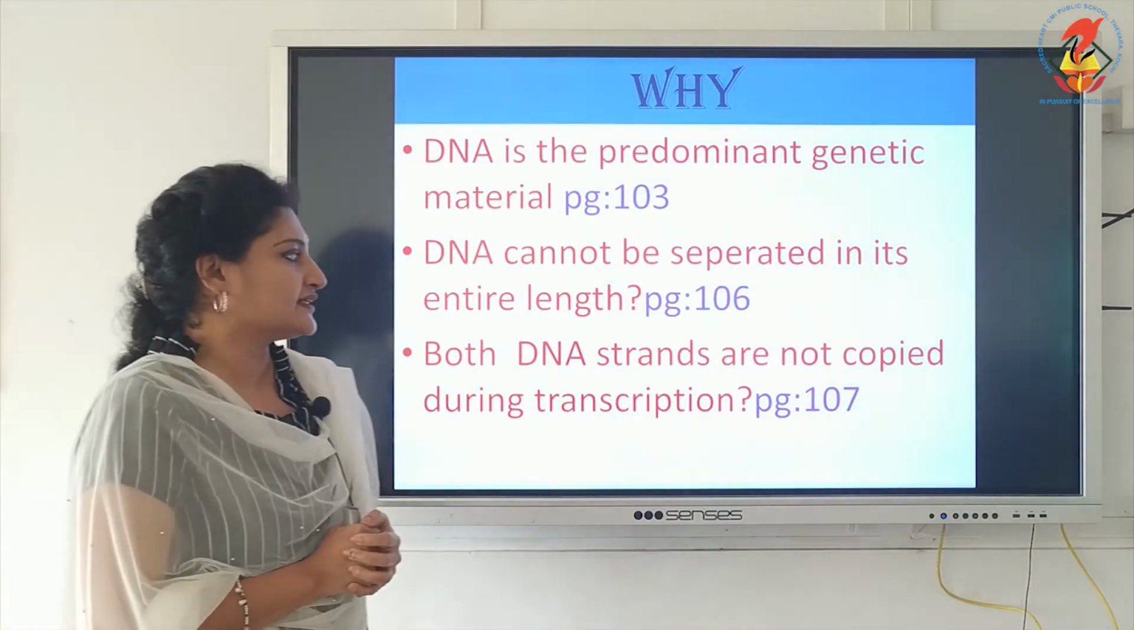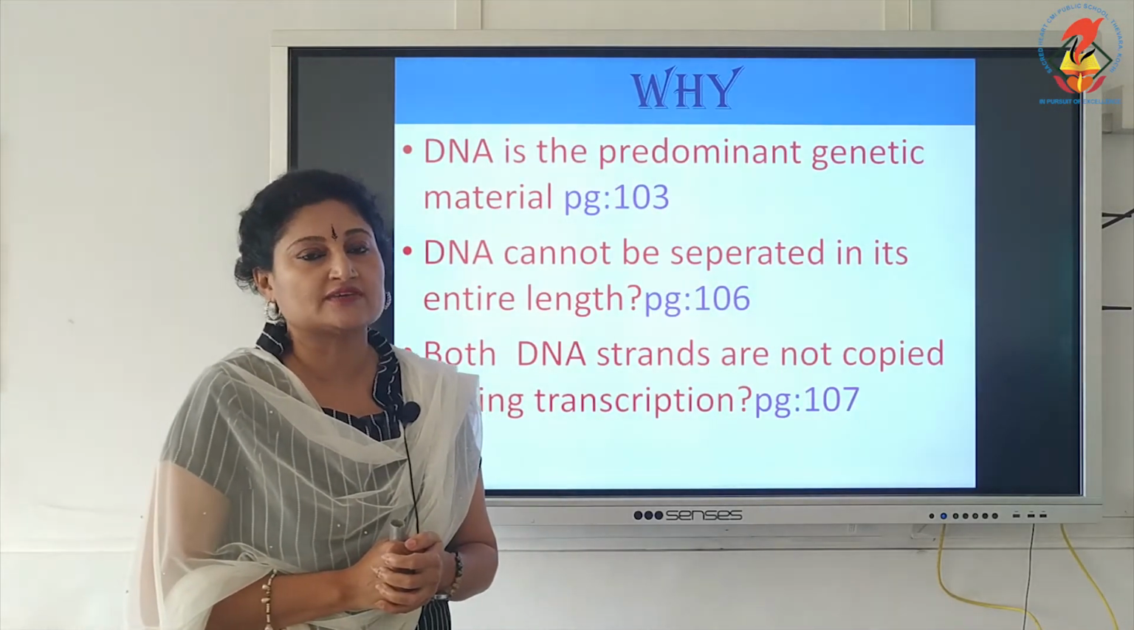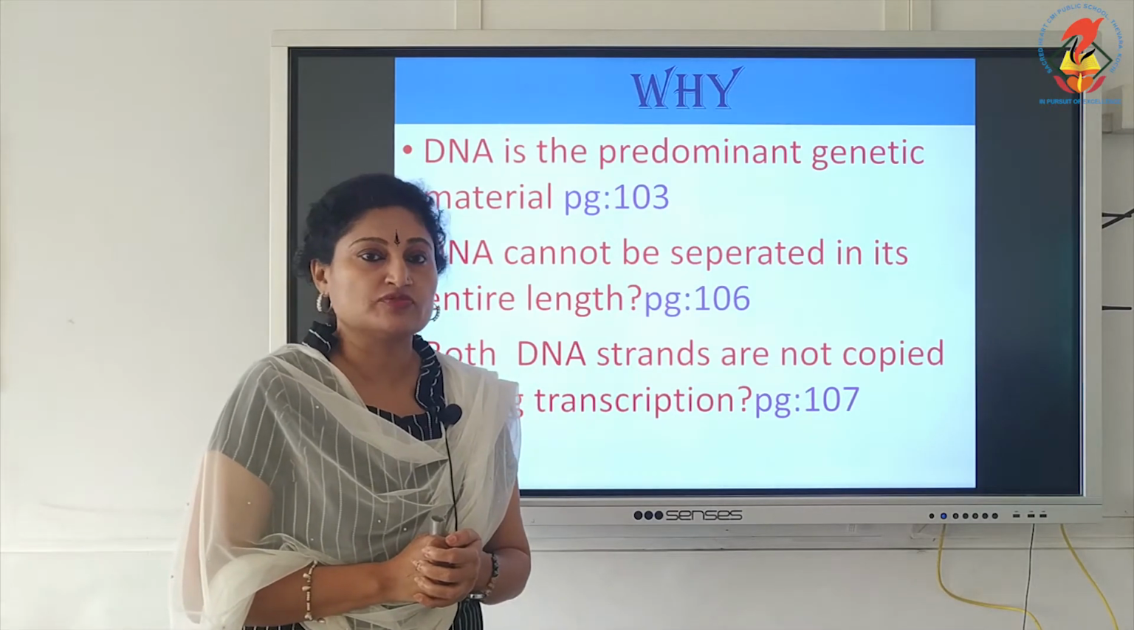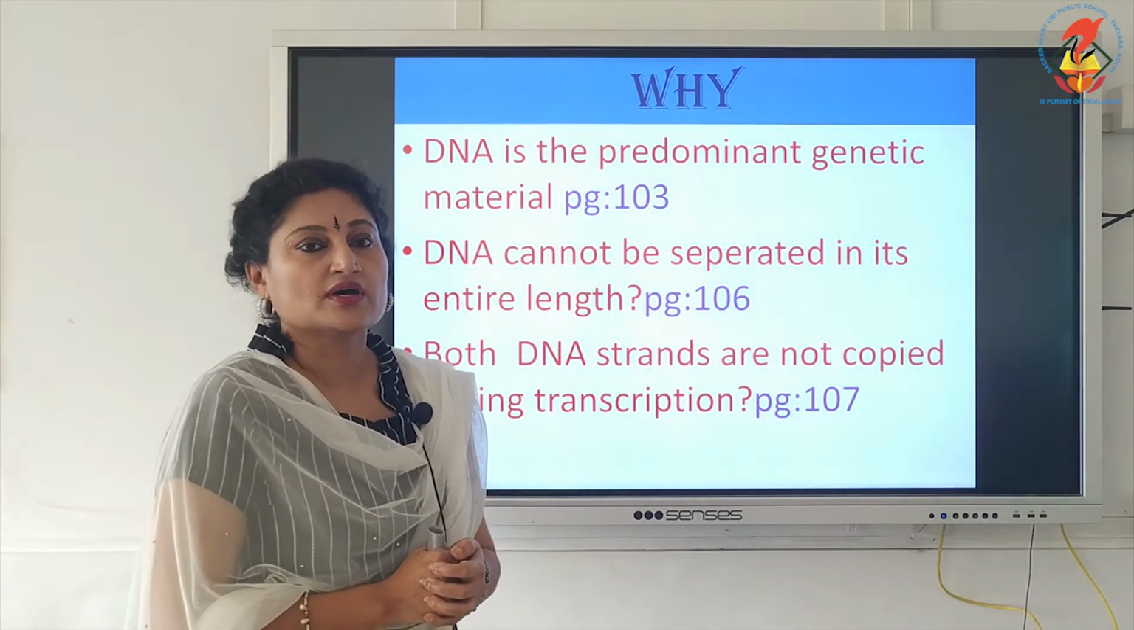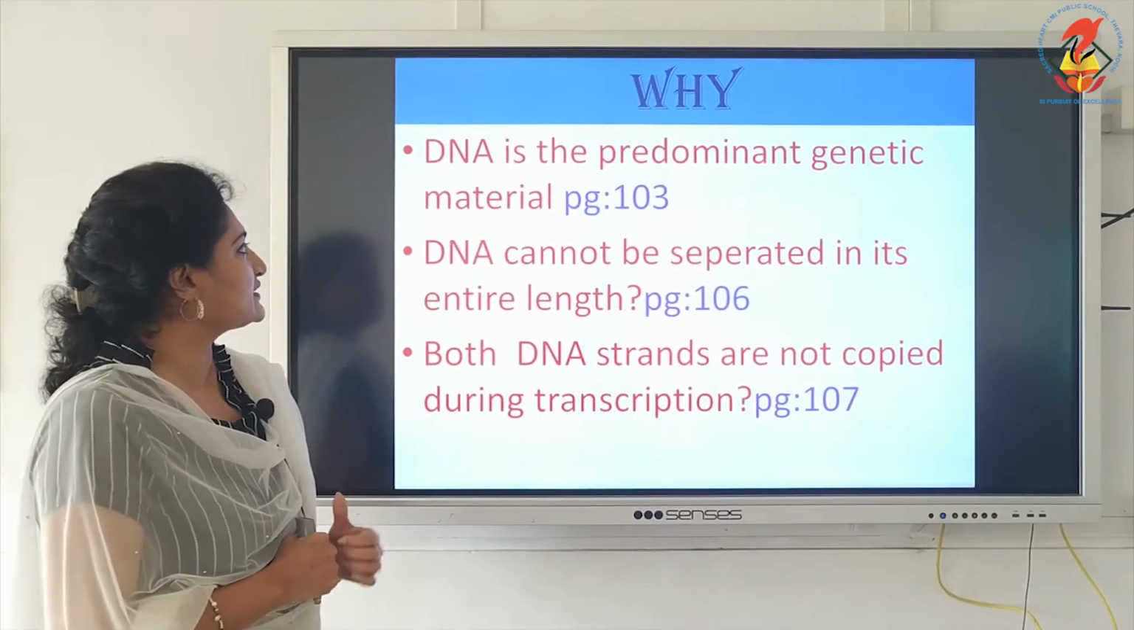Why can't it separate its entire length? And the third why is with regard to transcription. We said only one of the strands serves as a template. What if two strands served as a template for transcription? Okay, so let's start off with the first why question.